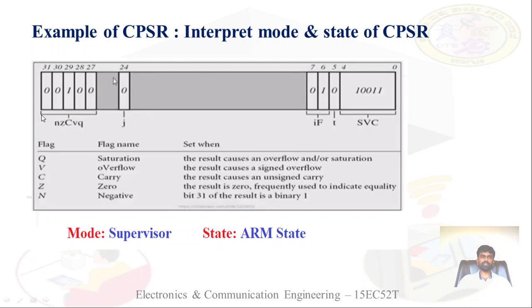Another important field is the flag field. There are 5 different flags present: negative flag, zero flag, carry flag, V flag, and Q flag. Out of these 5, in this case, carry flag is equal to 1. That's why this is represented with a capital C letter. What does it mean? The generated result causes an unsigned carry.